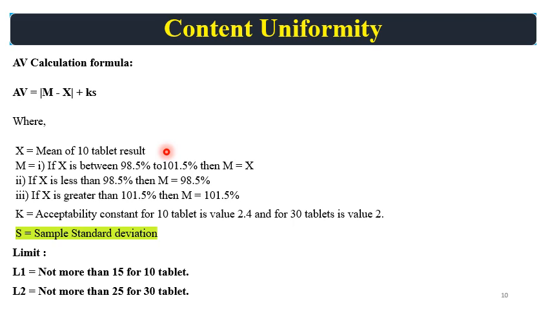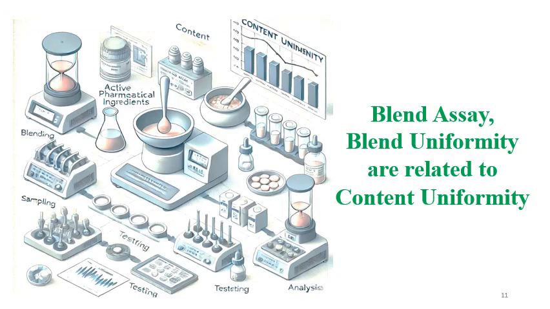K is the acceptability constant. For 10 tablets its value is 2.4, and for 30 tablets a different value applies. S is the sample standard deviation, and based on these criteria the AV value is calculated. AV limits are defined for the L1 and L2 stages. At the L1 stage, the AV value is not more than 15 for 10 tablets, and at the L2 stage the AV value is not more than 25. So this is regarding the AV value calculation.